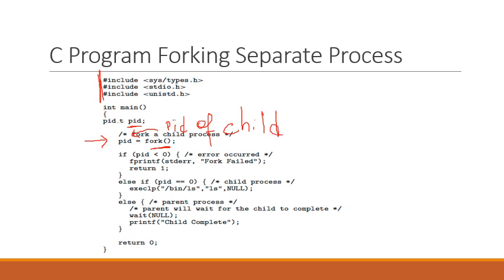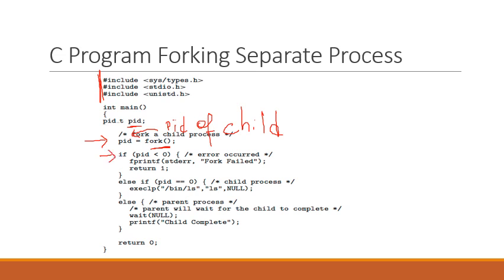So this will be the process identifier value of the child in the parent process, whereas in the child process the fork system call will return value 0 and that will be assigned to this PID. So after this both parent and child process continue their execution after the execution of the fork system call.